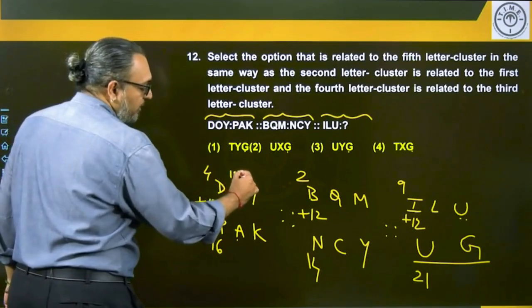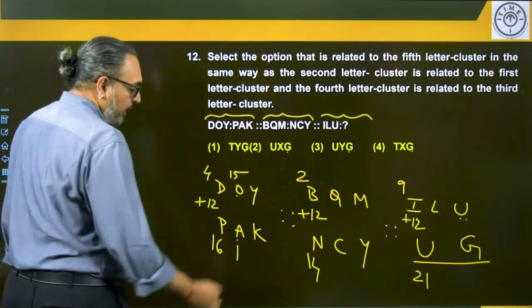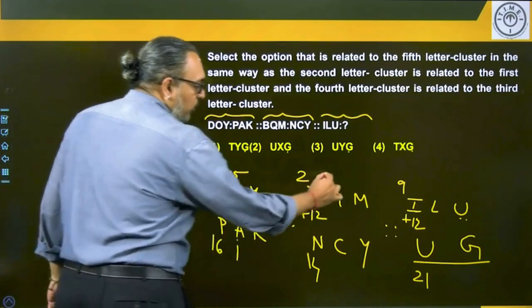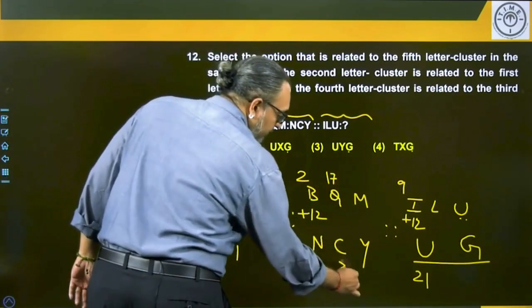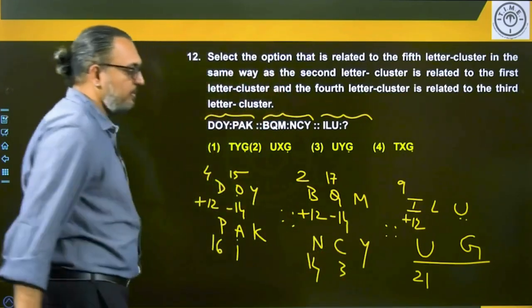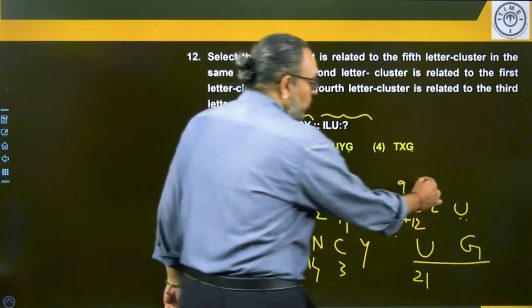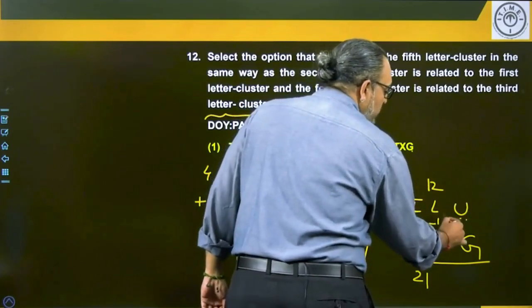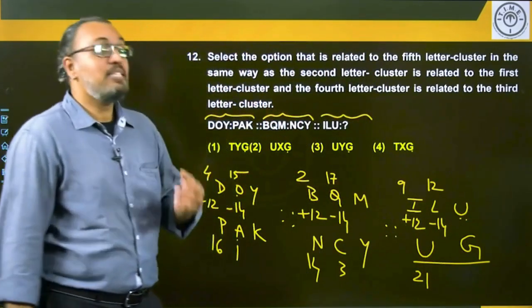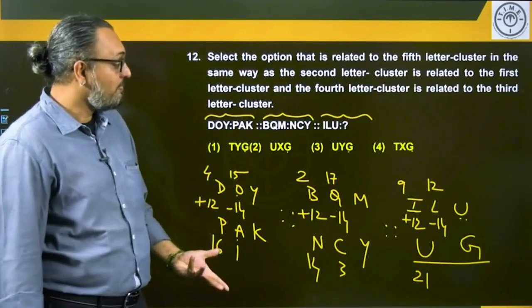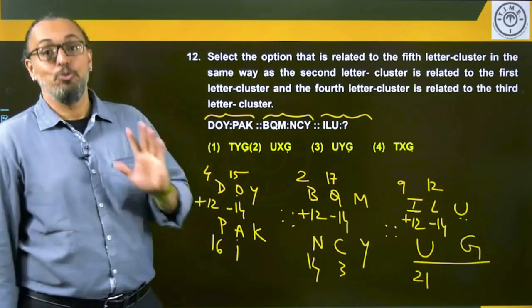So now you have 15 and you have 1. Okay. So this is minus 14. Now here you have 17 and 3. So here also minus 14. Correct? Now here also you have 12. Now 12 minus 14 basically is what you will get. Correct? You are going to get minus 2.